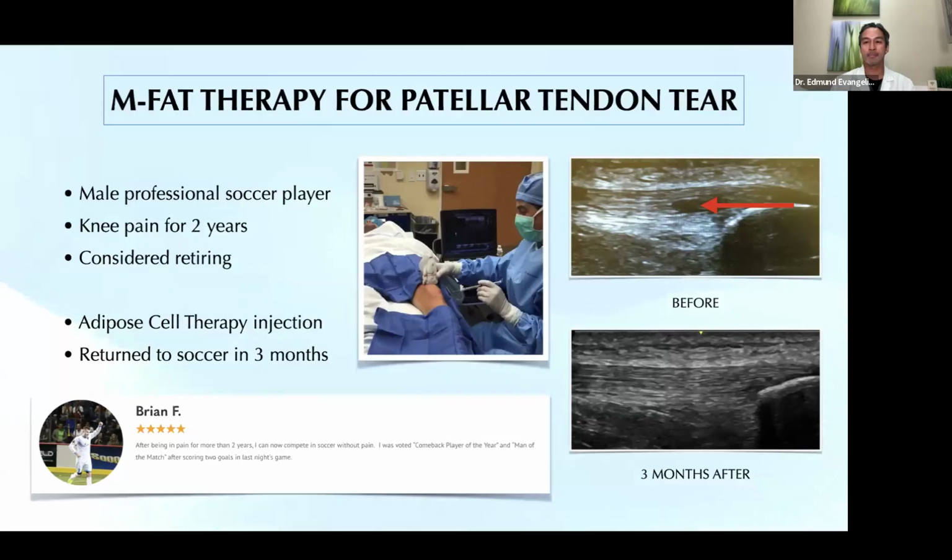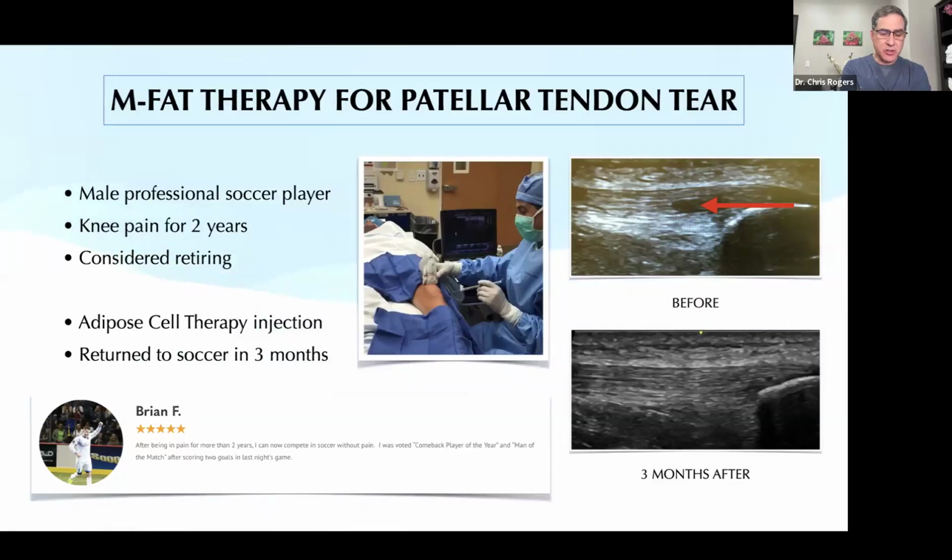Again, pretty amazing. I think the other 2 points to make: this guy worked really hard on his rehab afterwards. To get a good outcome, it's not just about doing a good injection. It's about having that comprehensive rehab program. And for him to be able to play at the professional level again at 3 months is pretty remarkable, considering it had been 2 years.